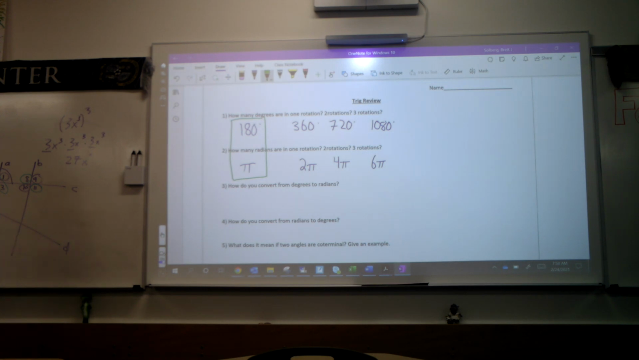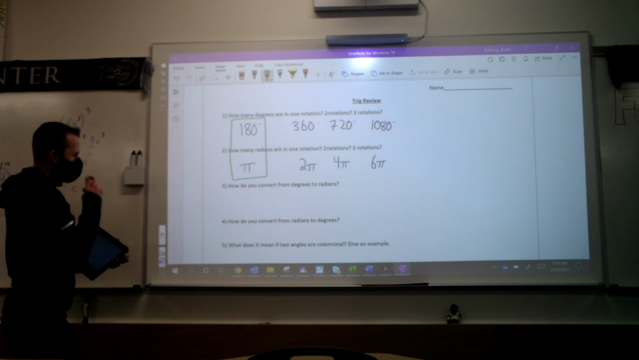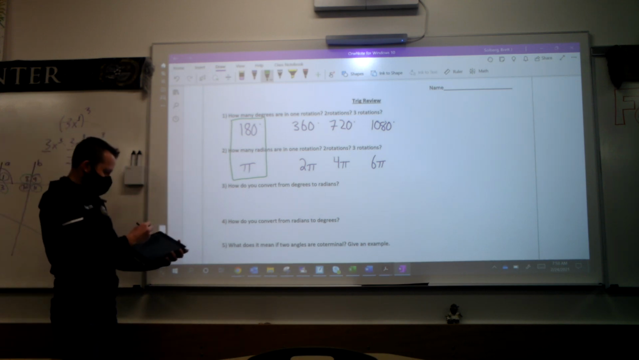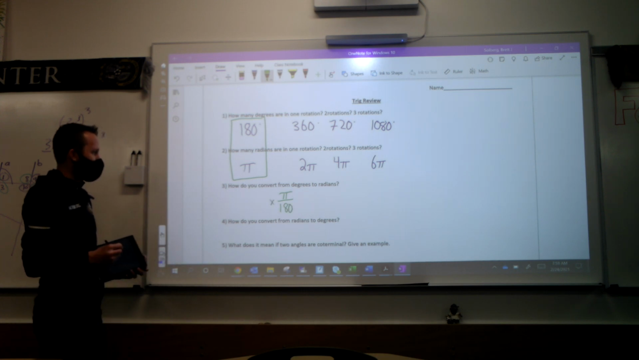So number 3 says, how do you convert from degrees to radians? Who knows that one? Pi over 180. Good job. So, by the way, you only get one, unless no one else can answer. So I'm going to multiply by pi over 180. So I'll put a times. So you times by pi over 180.